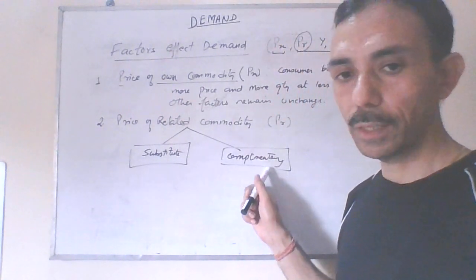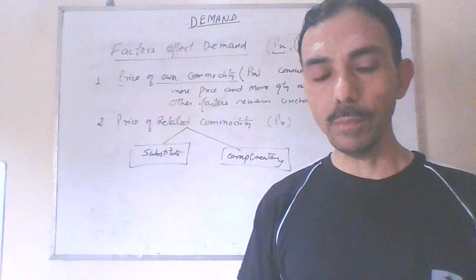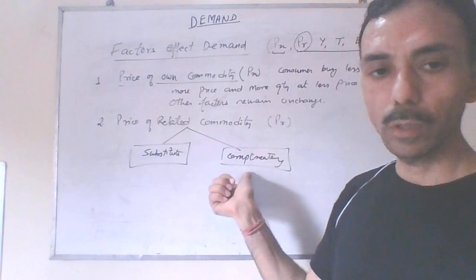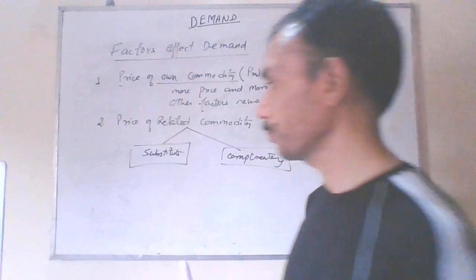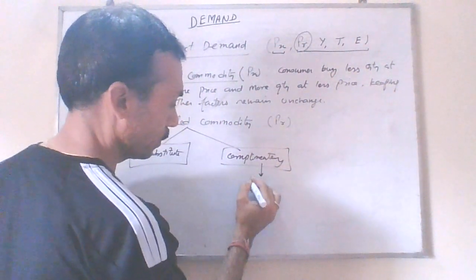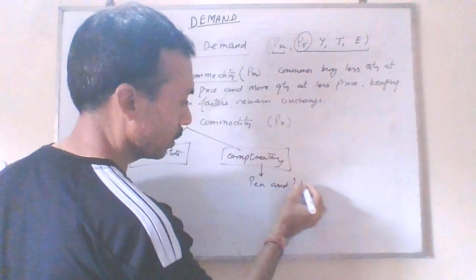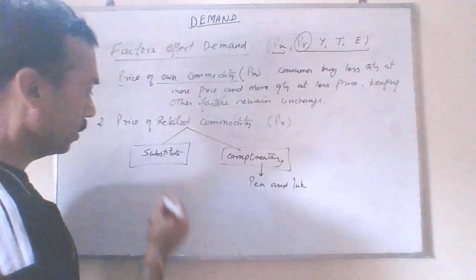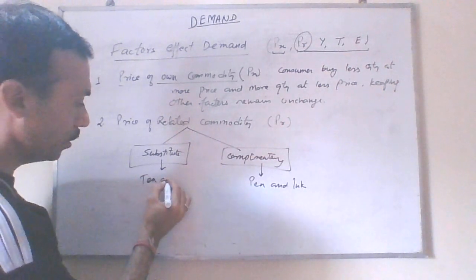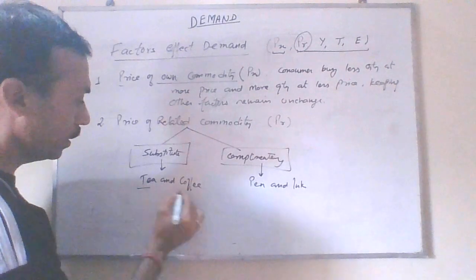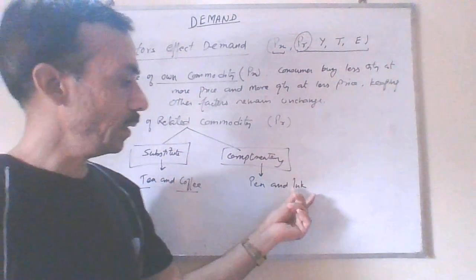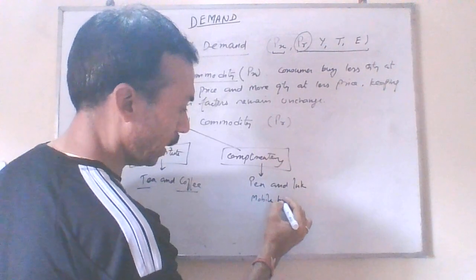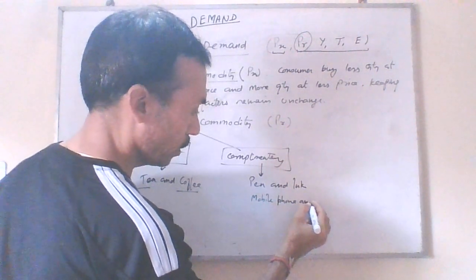Another type of goods is complementary goods. Complementary goods are those goods which cannot be used without the other, meaning those goods which cannot be used alone. For example, pen and ink. A pen cannot be used without ink. Substitute goods are tea and coffee. Pen and ink are complementary goods. Mobile phone and mobile battery.